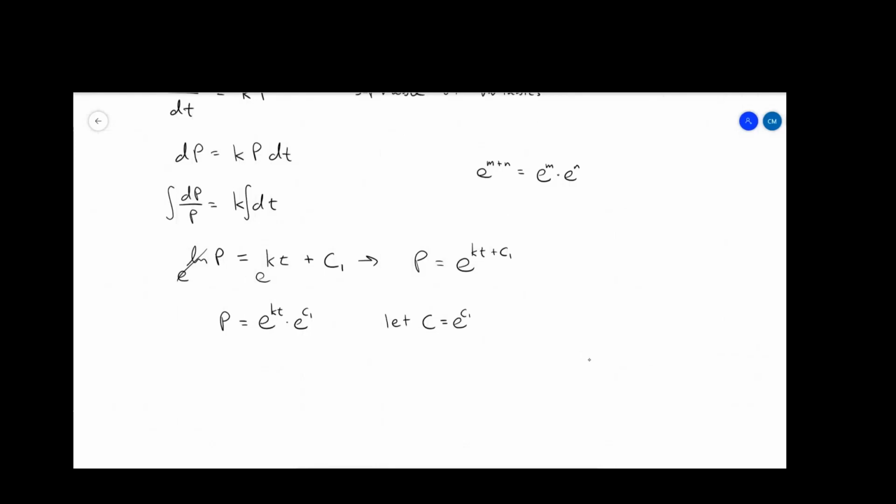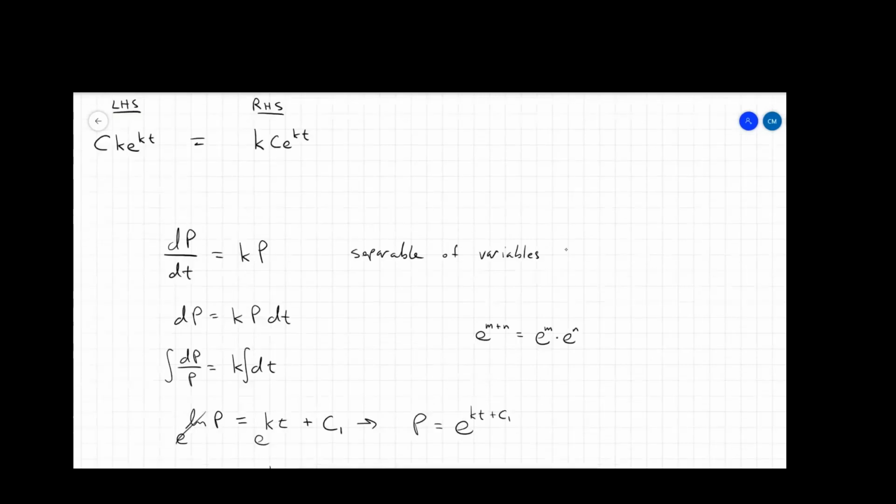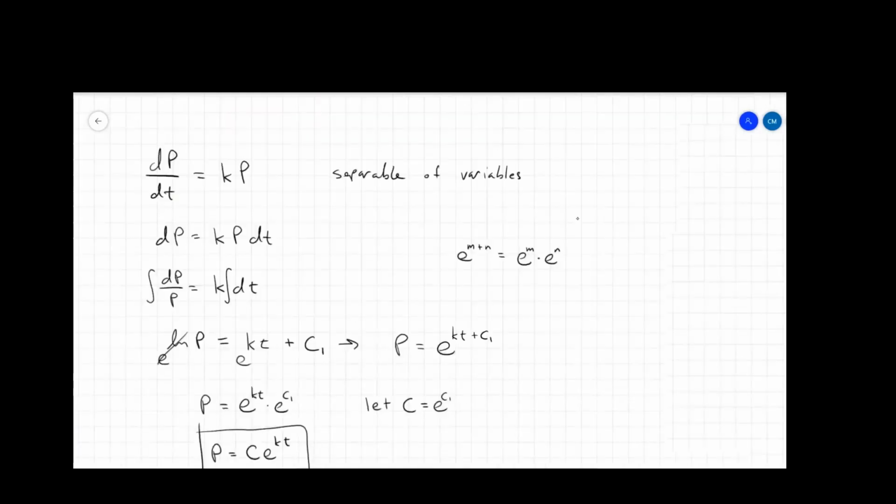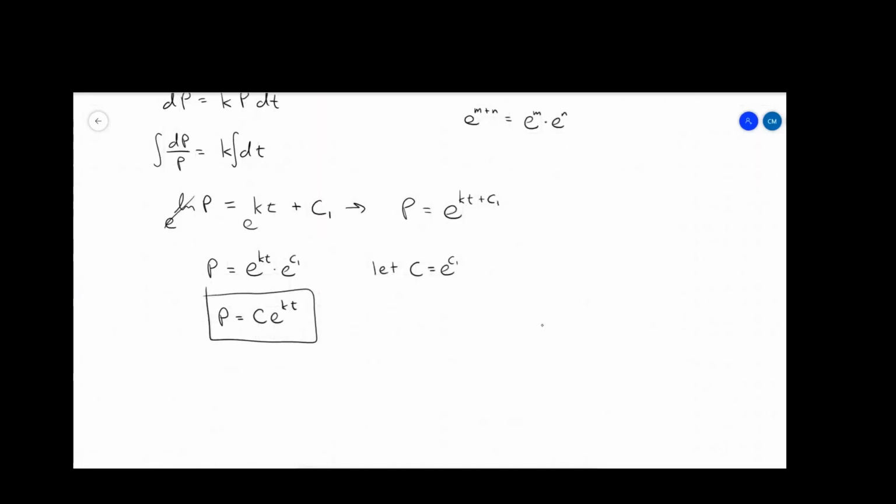After that, then what do you get? You get p is equal to C e to the kt. And you can see that is in fact the same solution that they gave us up here and said this is a solution, right? There it is. P of t is equal to C e to the kt. So there we go. We derived the solution. We solved this differential equation using this technique, separation of variables.